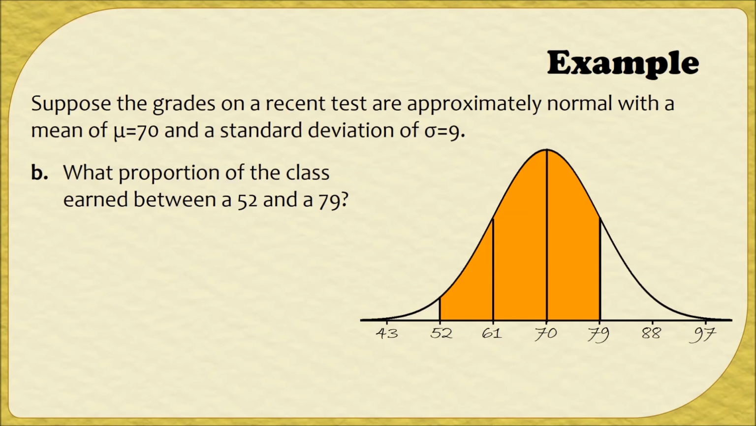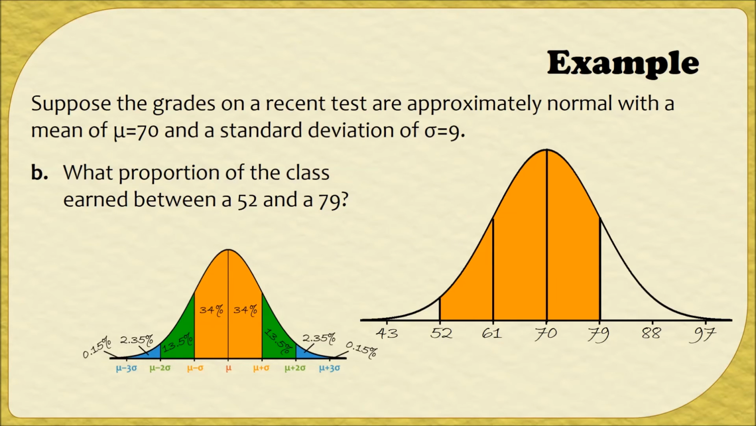When I think back to that curve, remember that these percentages are always the same. So between the mean and one standard deviation above, in other words between the 70 and the 79, is going to be 34% of the values. Then between mu and mu minus sigma, or between 70 and 61, is another 34% of the values. And between the 52 and the 61 are going to be 13.5%.